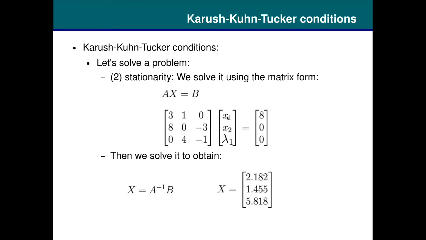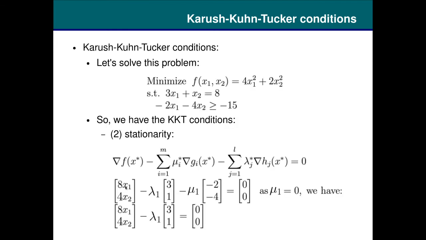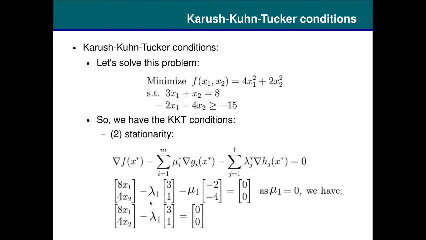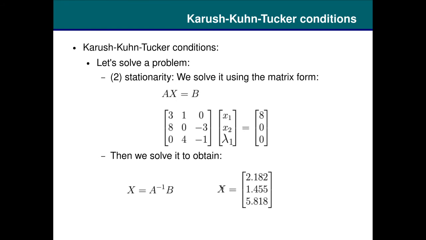8 times x1 minus 3 lambda 1 is going to be 0. Okay? It's going to be 0. And 4 times x2 minus lambda 1 times 1, or minus lambda 1, simply, will be 0. As simple as that.